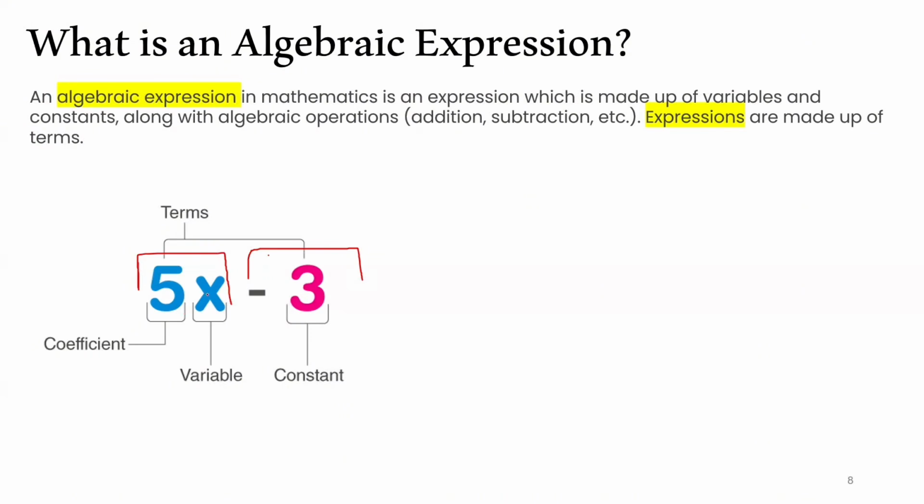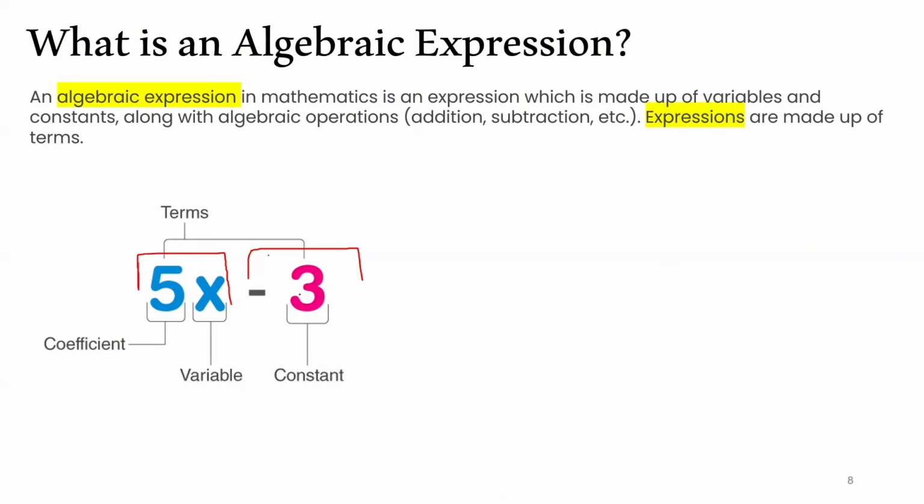Our first term is called a variable term. Why? Because of the letter there. This letter, we call it a variable or the unknown. It is used to represent a number we don't know yet. The number in front of the variable is called a coefficient. It multiplies the variable. So 5x is the same thing as saying 5 times x.